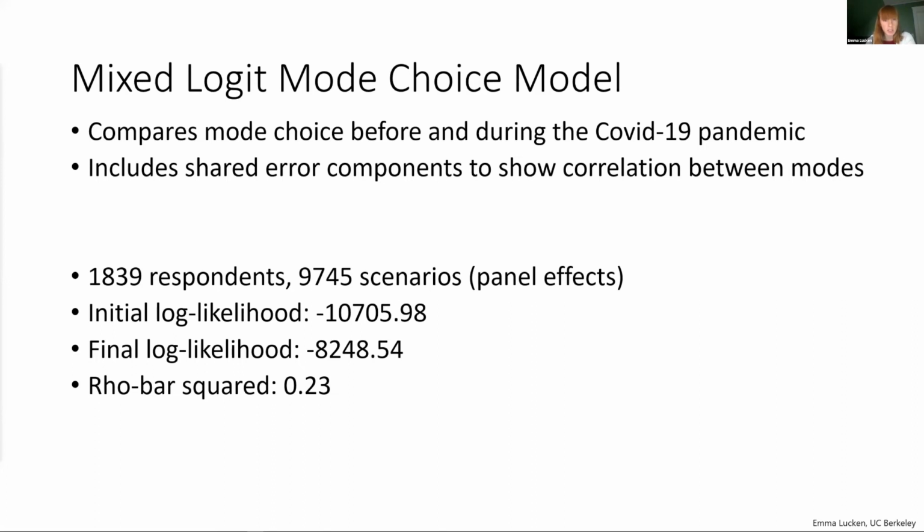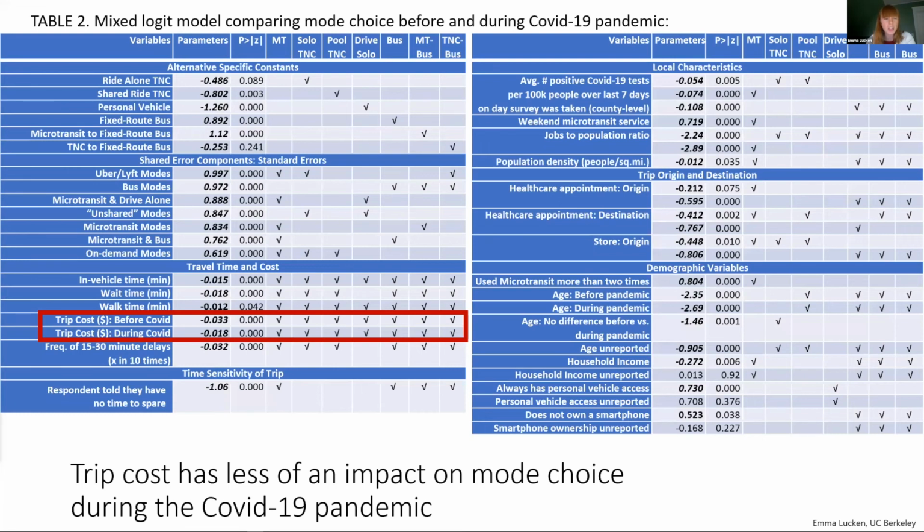So let's see. This slide, it's a lot, but I'll just highlight a few of the more interesting findings. In the red box there, you can see that the negative impact of trip cost was actually less negative for the COVID scenarios. And the way that we thought about this is that potentially people are worrying less about cost and more about their safety on the mode during COVID.